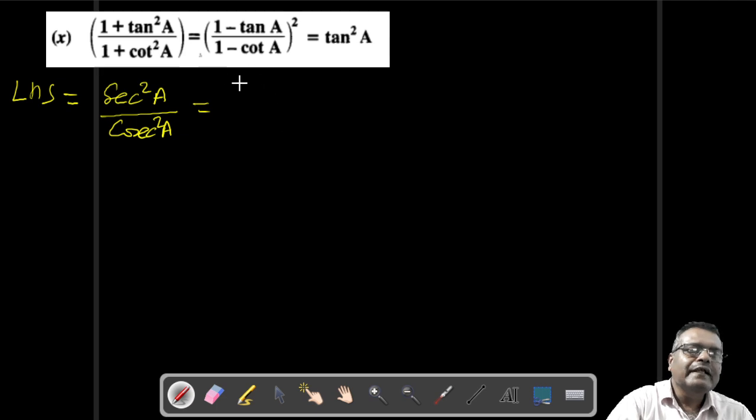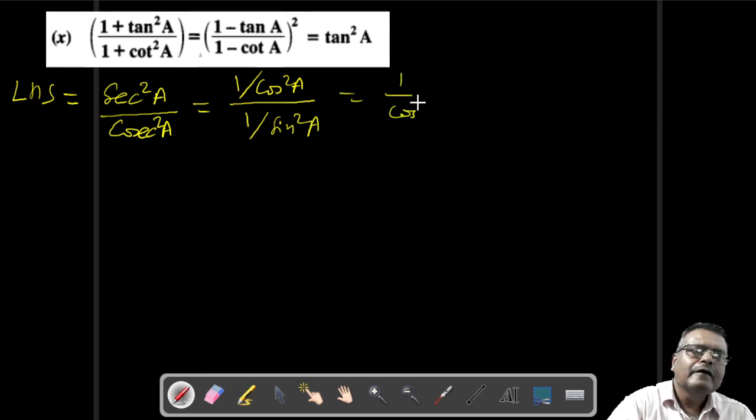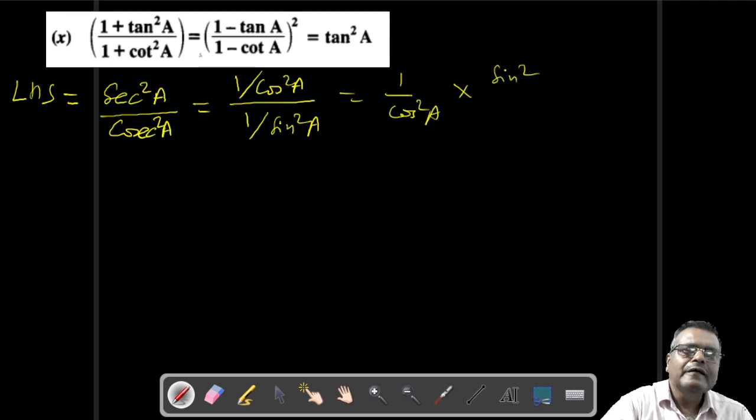Sec²A you can write 1 by cos²A, and cosec²A you can write 1 by sin²A. So 1 by cos²A into sin²A divided by 1. So cos²A divided by sin²A is tan²A.